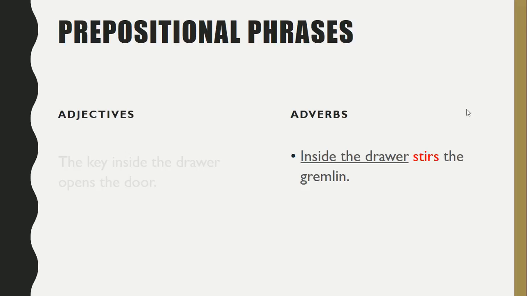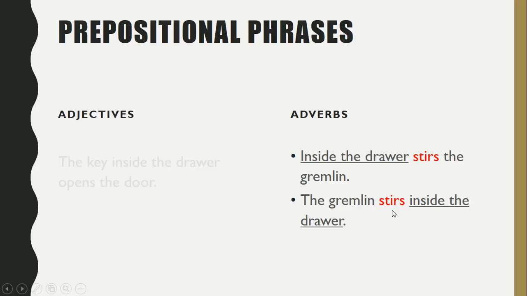It doesn't have to be. Adverbs have the license to jump around the sentence a little bit. They can go to different places. They have more license. They don't have complete license to be wherever they want to be, but they have more freedom. The gremlin stirs inside the drawer. We rearrange the sentence. It's still next to stirs, but it doesn't have to be. We could say inside the drawer, the gremlin stirs. That makes sense as well. So it doesn't have to be right next to stirs, just in both of these examples.